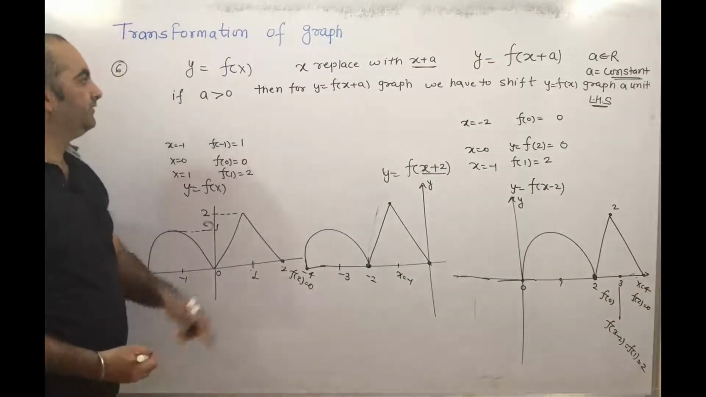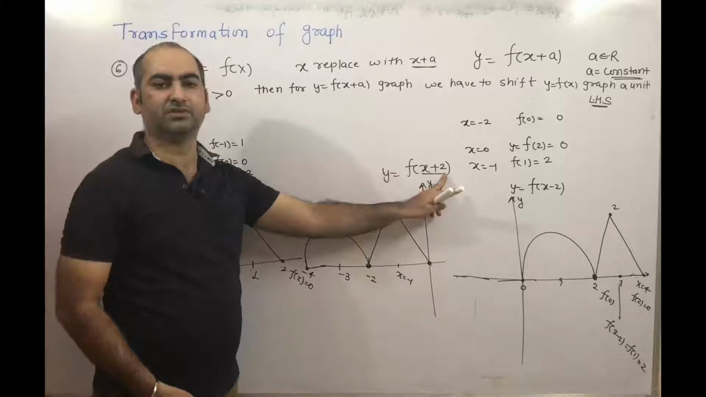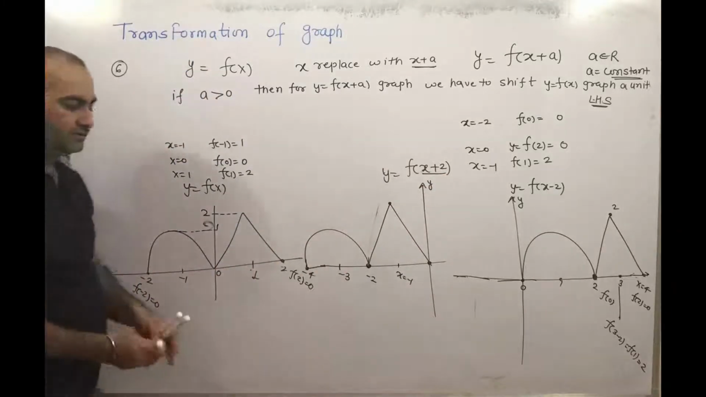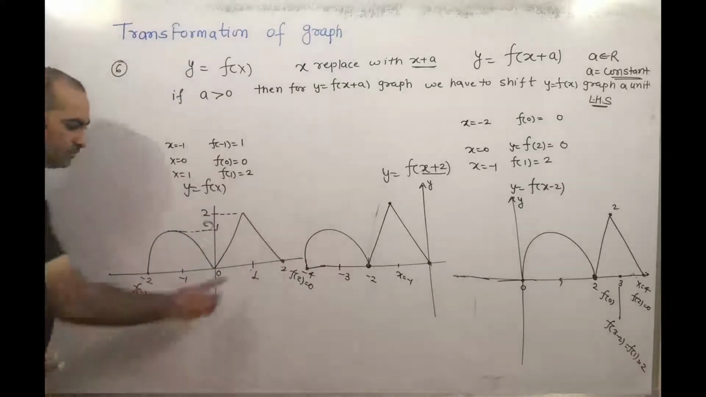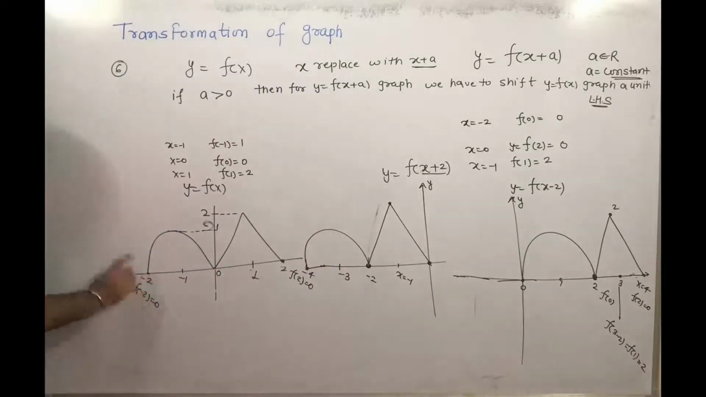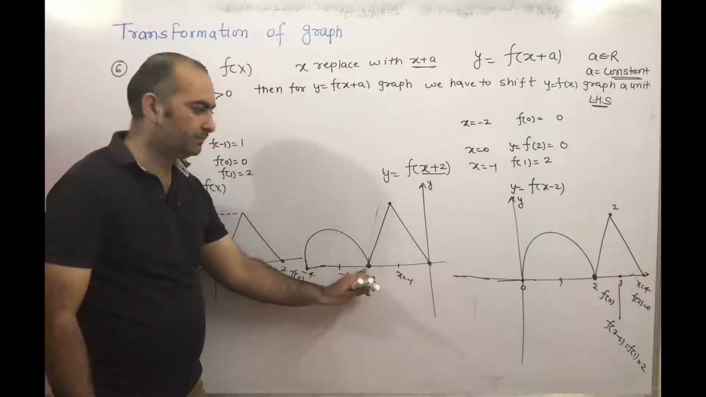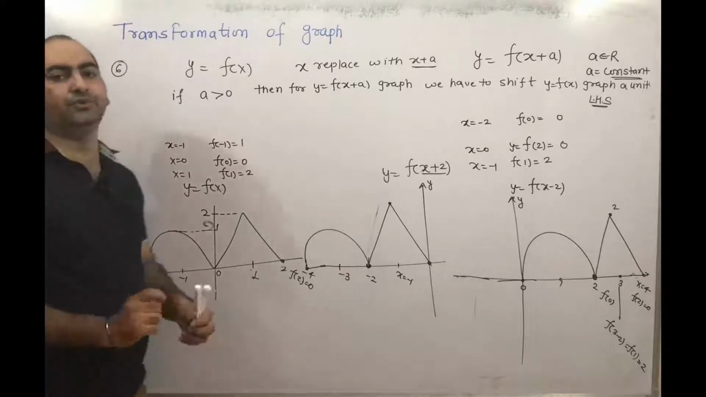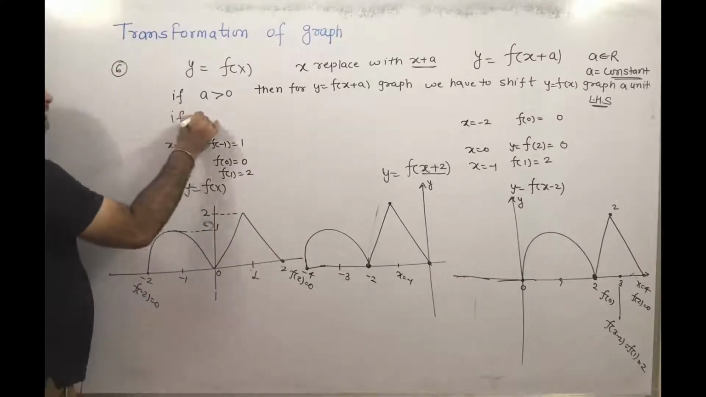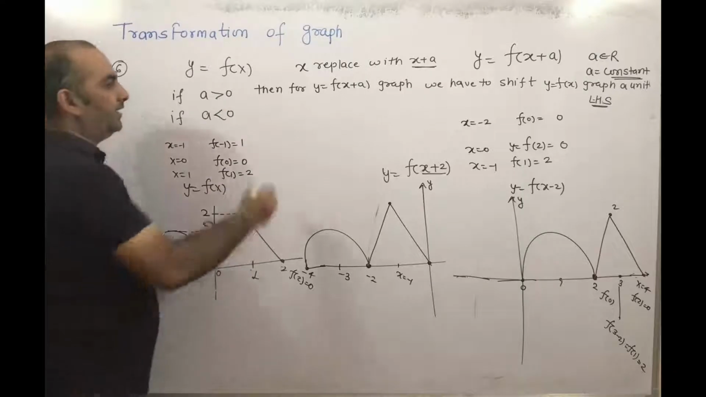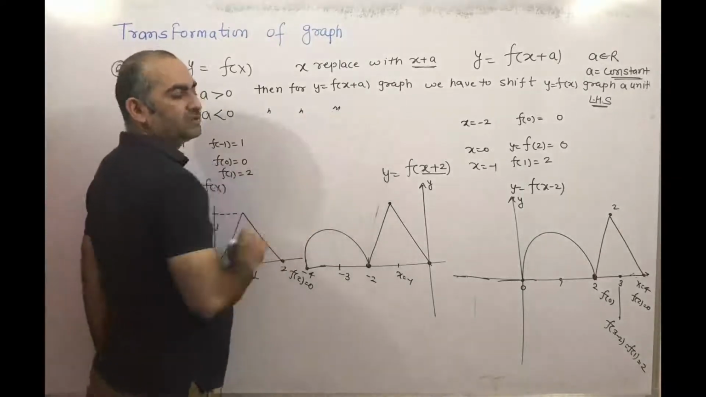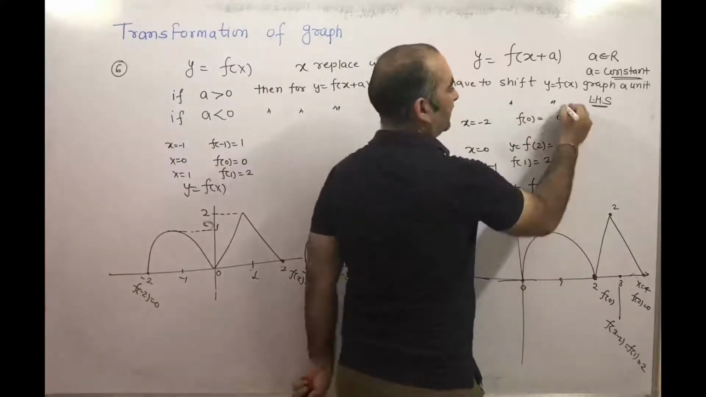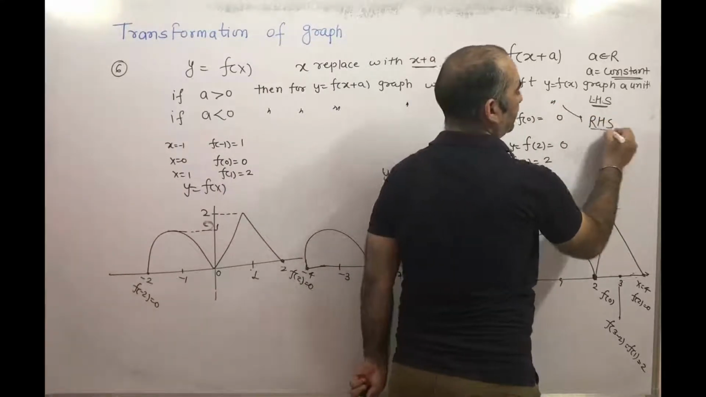You can see if the value of a is 2, we'll get f of x plus 2. So this graph we are shifting 2 units left hand side. If we shift this graph 2 units, this point will come here and 0 will come here at minus 2. So this graph entirely we have to shift left hand side by 2 units. Now if a is less than 0, then for the y equal to f of x plus a graph, we have to shift the y equal to f of x graph right hand side a unit.